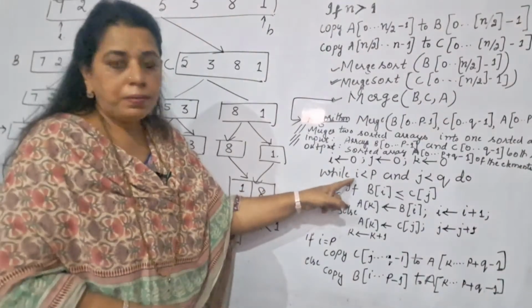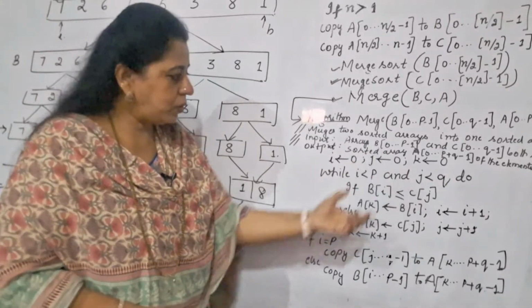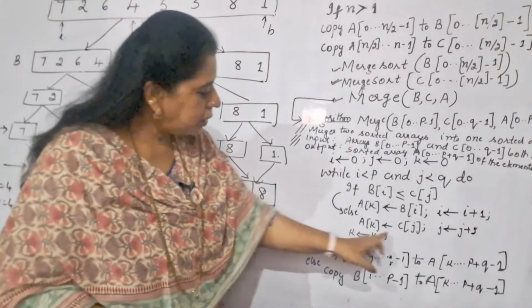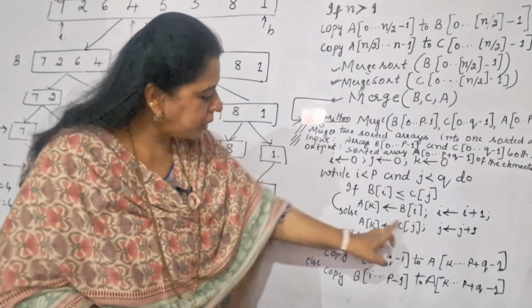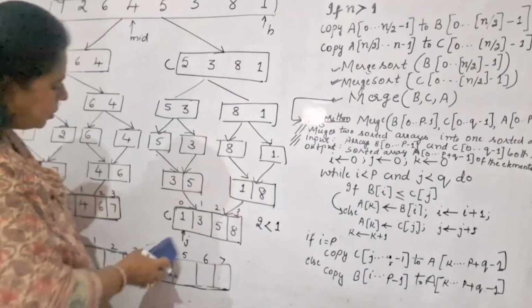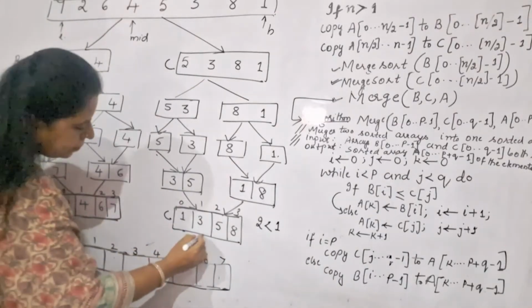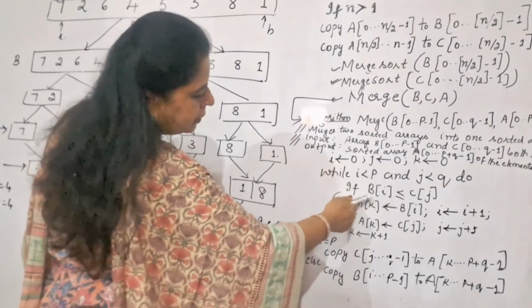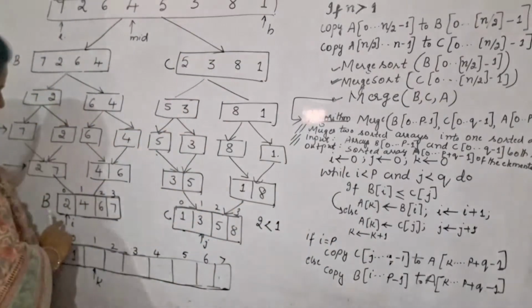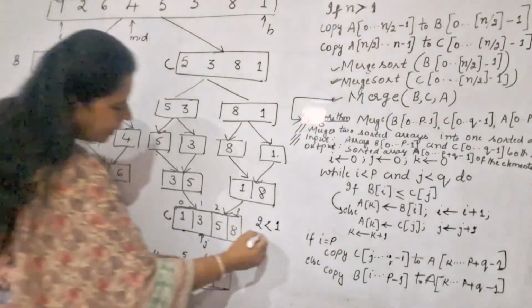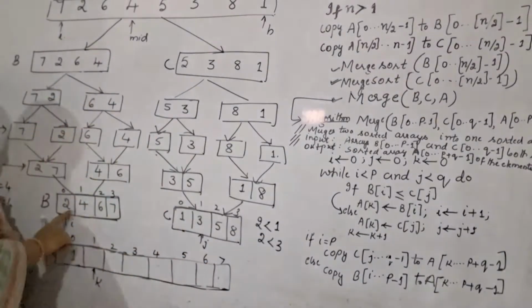Once again continue, because I is less than P and J is also less than Q. Then once again check whether B of I, and one more thing you see, when you copied the first element from C to the array A, you have to increment the J pointer. So J is pointing here. Next you continue like this. If B of I is less than C of J, B of I is 2. Whether 2 is less than 3. You are comparing now 2 with 3.